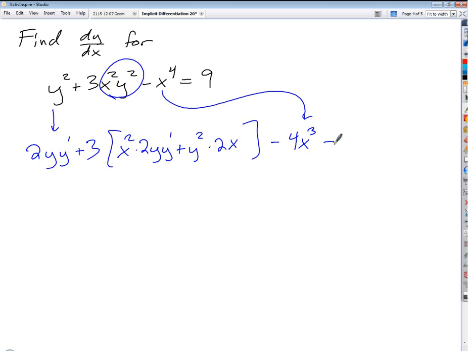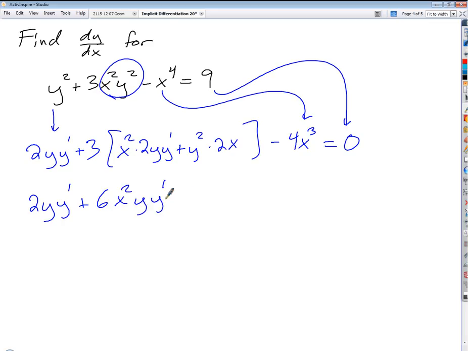Okay. Equals 0. So now what's left to do? Simplify and then just solve for y prime, right? So we could simplify by maybe distributing the 3, and we're going to get 2y, y prime plus, what's this term going to be? 6x squared. Okay, plus, okay, minus 4x cubed equals 0.